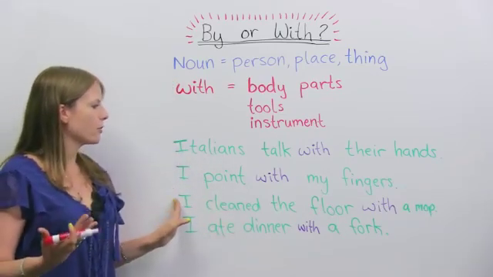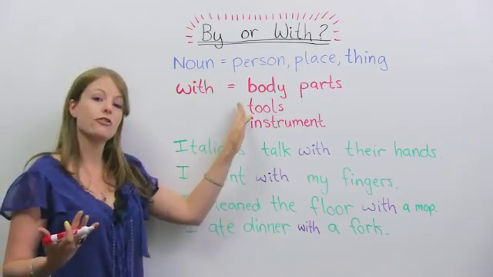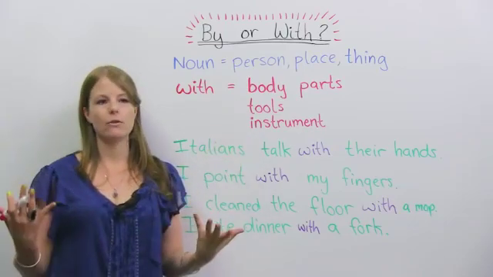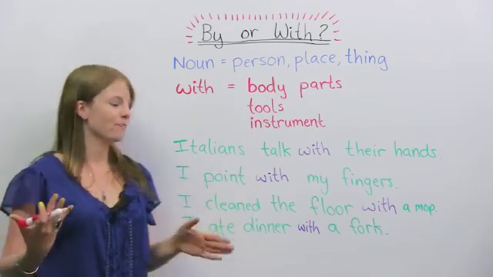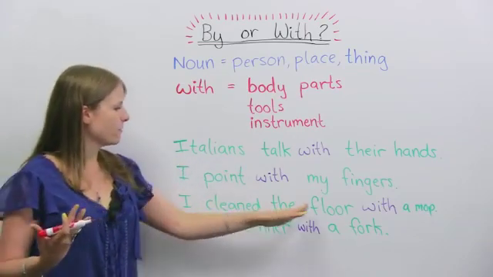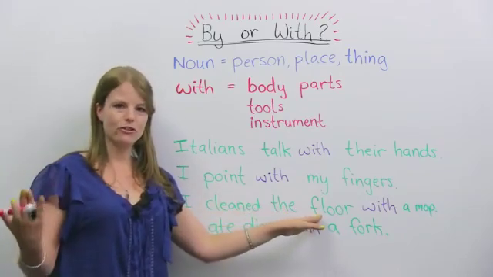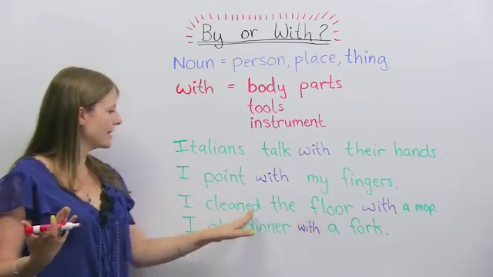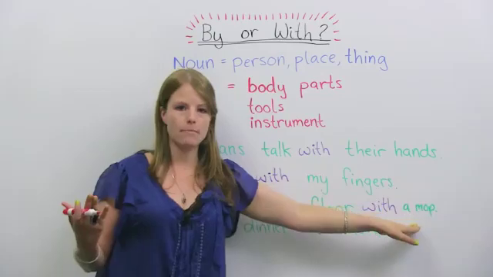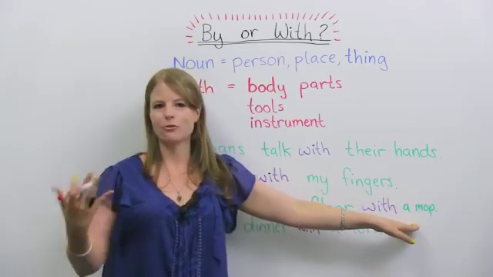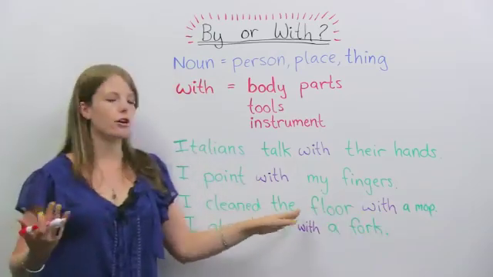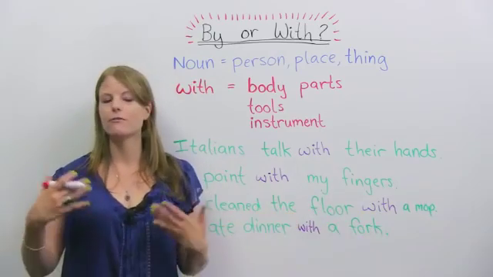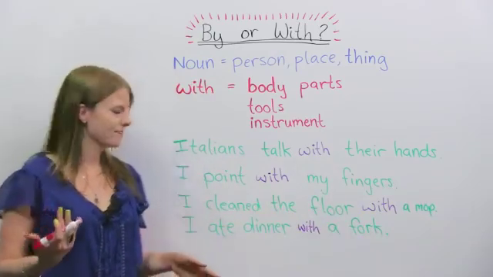We can also use it when we're talking about tools or instruments. So when I'm talking about instruments, I'm talking about things we use. I cleaned the floor. How? How did you clean the floor? Well, I cleaned the floor with a mop. So a mop is like a tool or an instrument. You can say I cleaned the floor with a broom. I cleaned the floor with a dustpan.